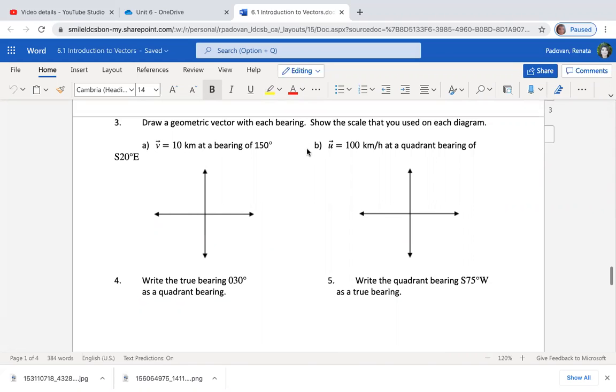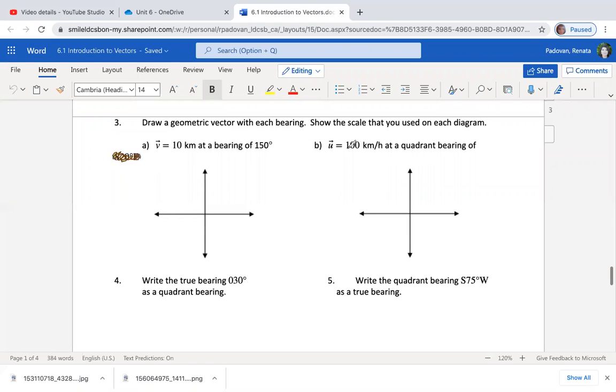So to start, I have to think of my scale, and I'm at a bearing of 150 degrees. So again, this has nothing to do with this question. I wish I could erase that, but I can't. That is to do with the other question. So I'm just going to erase this here.